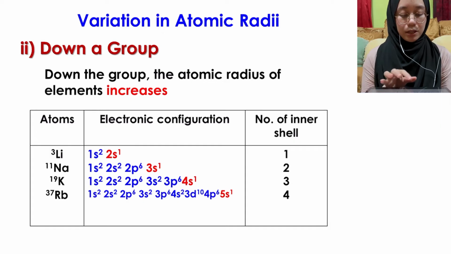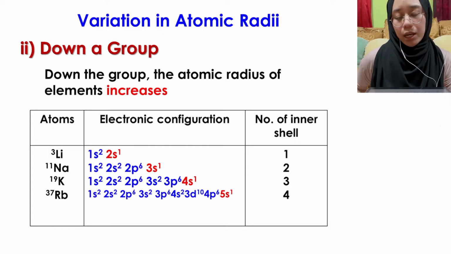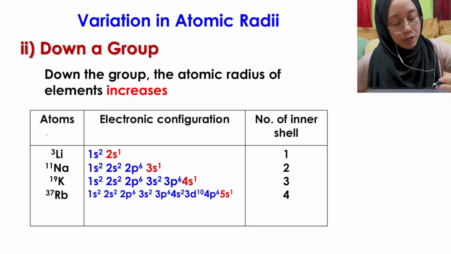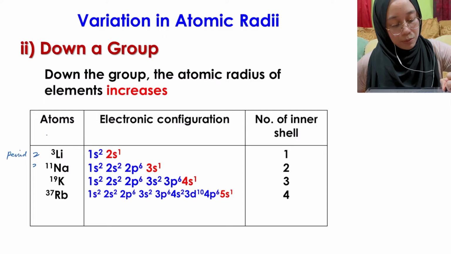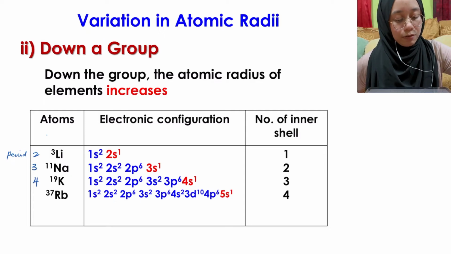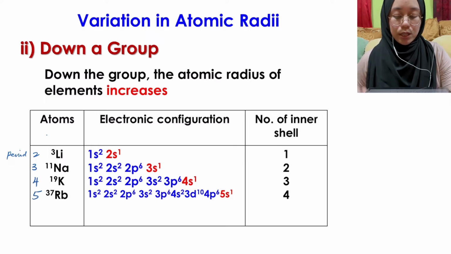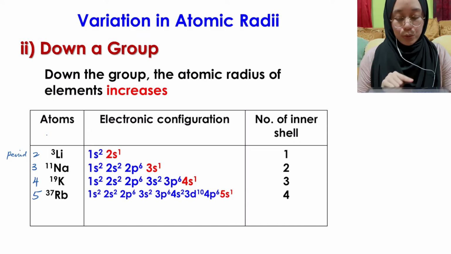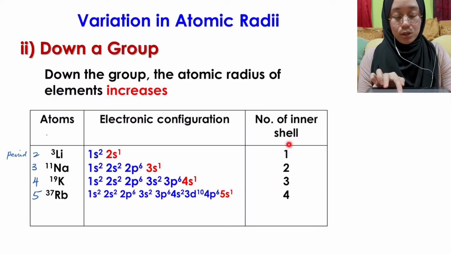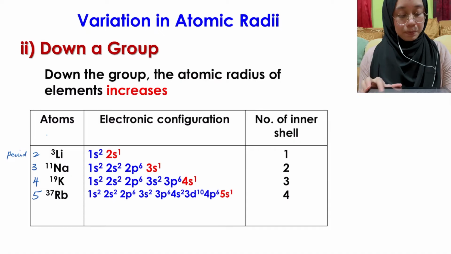So as you can see here, so this is example for the one in group 1. Okay, so semua ni group 1. It's just that yang ni adalah the one dalam period 2, and then yang sodium dalam period 3, potassium in period 4, and rubidium pula in period 5. Okay, so as you can see, as we go down the group, the number of inner shell pun meningkat juga. Okay, macam yang Mr. explain tadi.